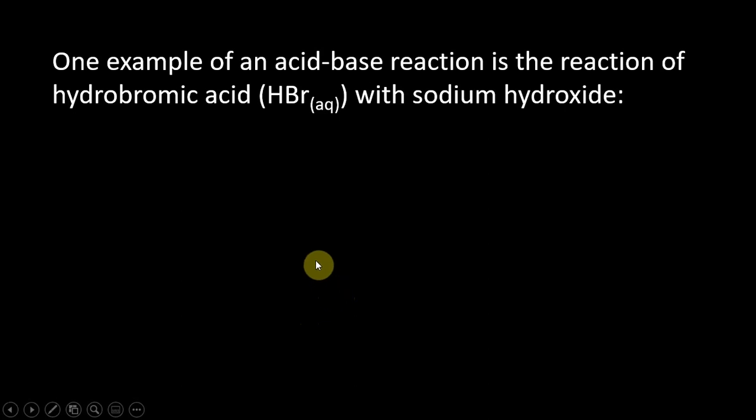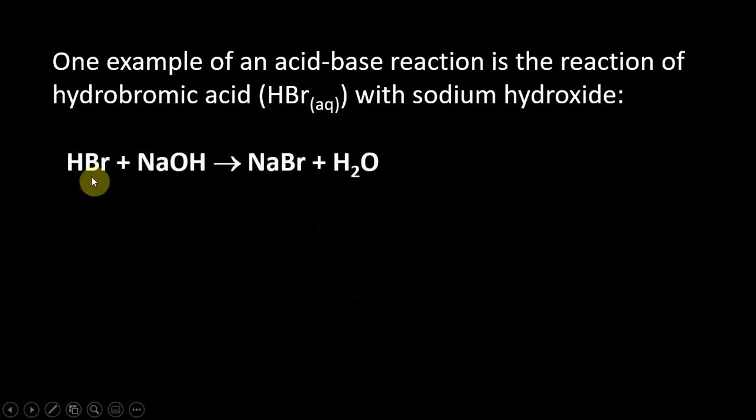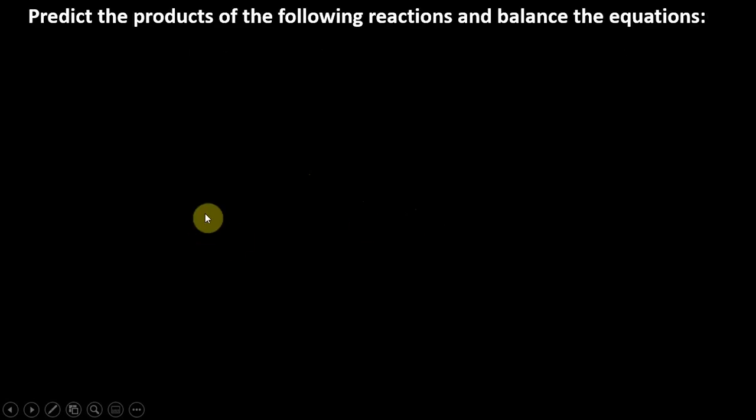So an example of an acid-base reaction is hydrobromic acid reacting with sodium hydroxide, HBr plus NaOH. The salt that's produced is sodium bromide. It's still soluble in water usually, and then water is the other product, and this is the liquid state. So let's practice some of these.